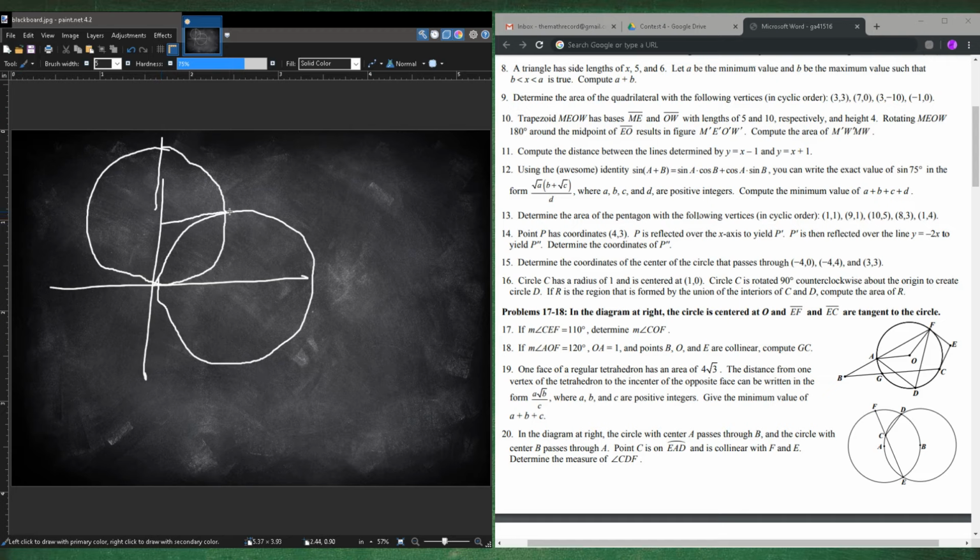I'm guessing the intersection is right here, because it's at 1, 1. So this would be a 1 by 1 square, basically. Because you want to find the area of the union of this, you want to find the area of this circle and the area of this circle, minus the intersection. So you get the area of the union, basically. So we need to find the area of both the circles, and then subtract the area of the intersection.